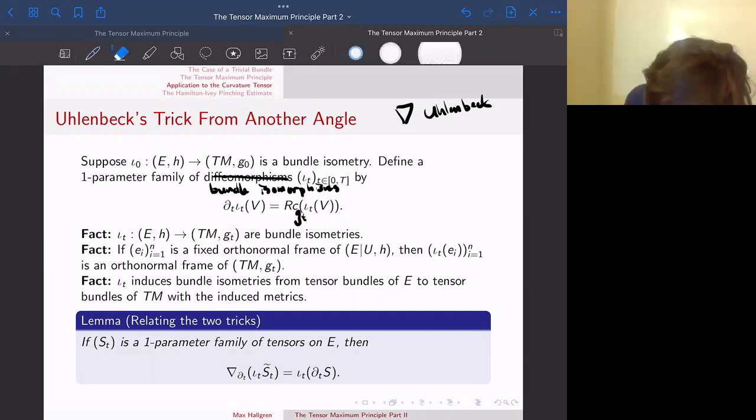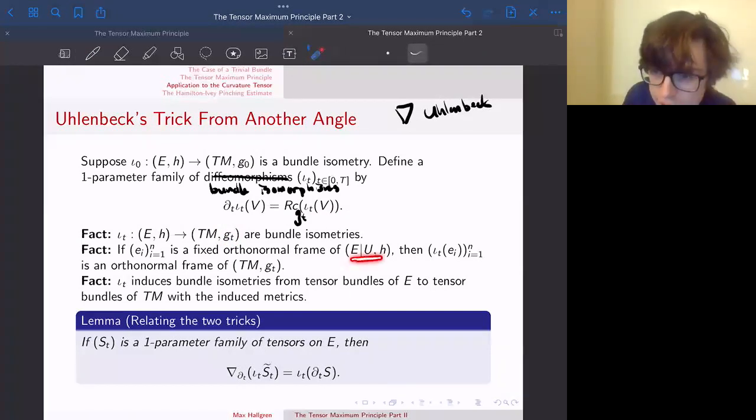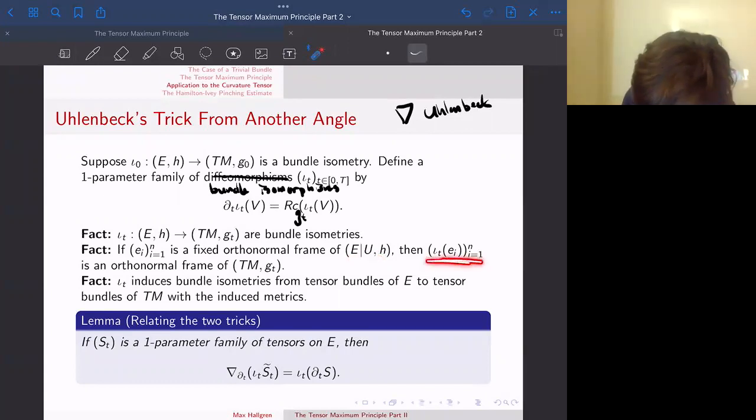Maybe just a more down-to-earth way of saying this first fact is it's essentially equivalent to the fact that if you have an orthonormal frame of your fixed vector bundle, and you look at the image under this bundle isomorphism, this gives you a local frame of the tangent bundle, but in fact it's going to be an orthonormal frame. So that's the content of this fact. Okay, and so anytime you have a map between linear spaces, you have a map between tensor products of those linear spaces, which is induced.